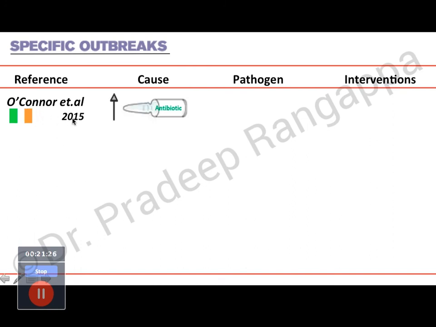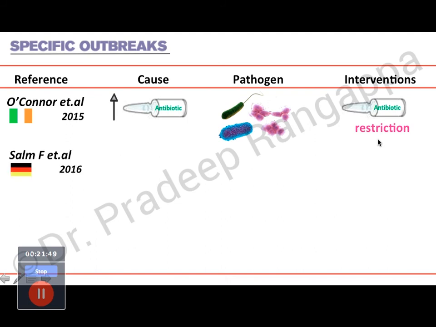In 2015, the cause for a specific outbreak was overusage of antibiotics. I think this is an important problem in the Indian subcontinent also. So overusage of antibiotics, you should bear in mind, can lead to specific outbreaks. The pathogens involved were all MDR organisms: MDR Pseudomonas, MDR Acinetobacter, Klebsiella and Serratia. And the intervention they adopted was to restrict usage of antibiotics.